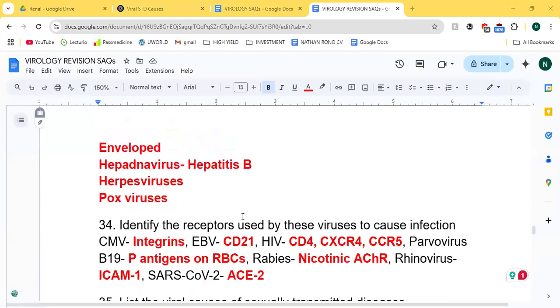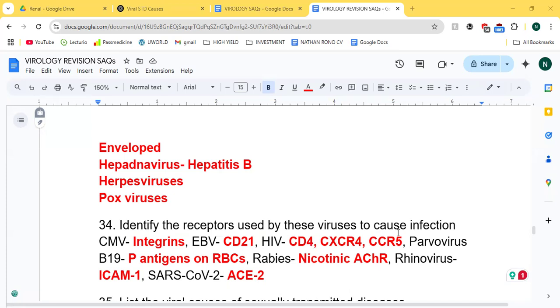Okay, good. So identify the receptors used by these viruses. I think the ones you're more familiar with are HIV and SARS-CoV-2. I don't know if you know these others. So CMV uses integrins, EBV uses CD21, HIV, CD4, we know CD4, then the co-receptors are CXCR4, CCR5. And then parvovirus B19 uses P antigens on the surface of RBCs. Rabies uses nicotinic acetylcholine receptor. Rhinovirus uses ICAM1. Then SARS-CoV-2 uses ACE2.